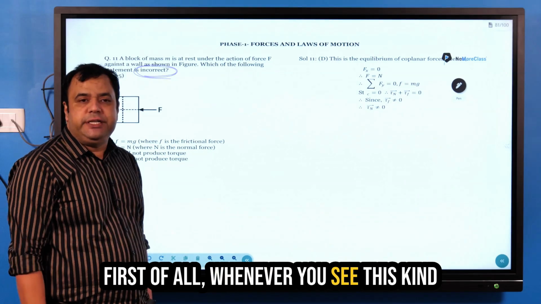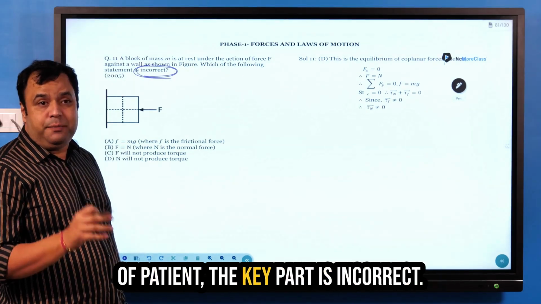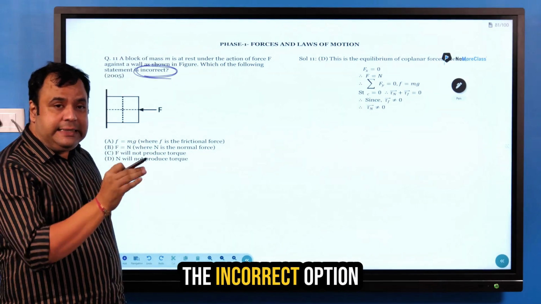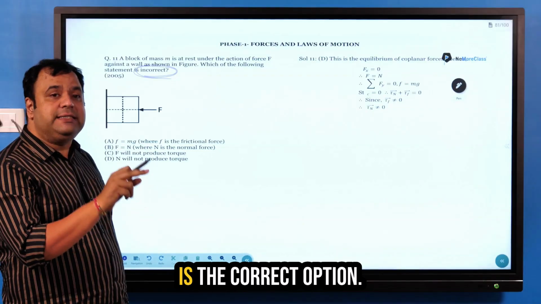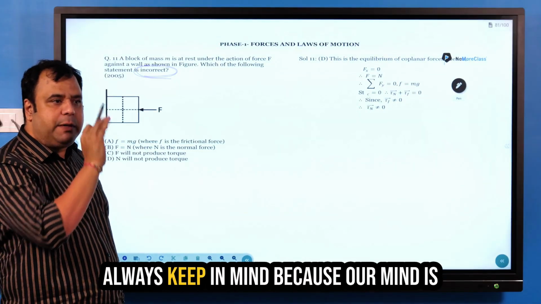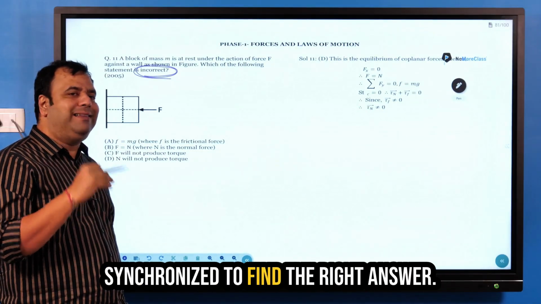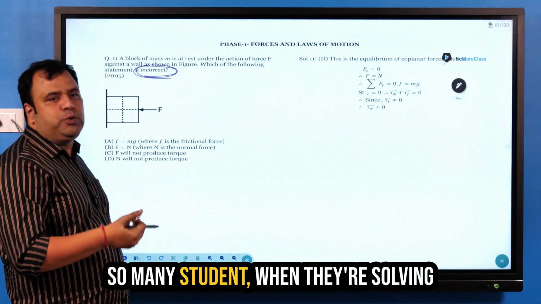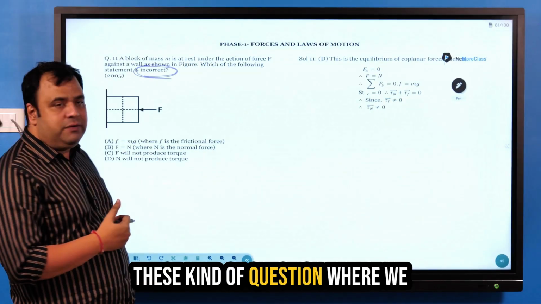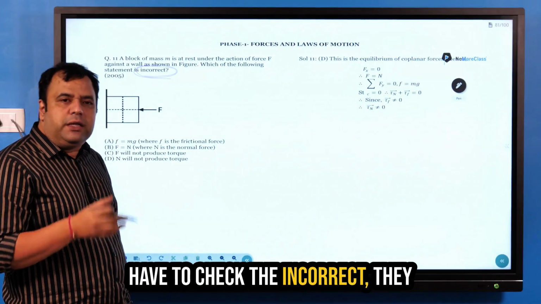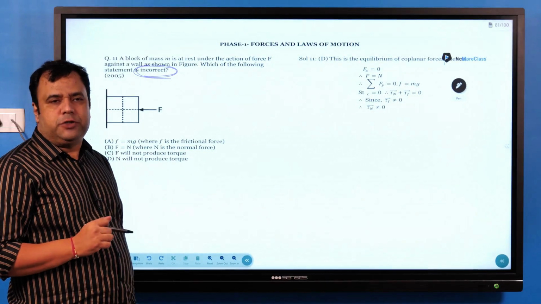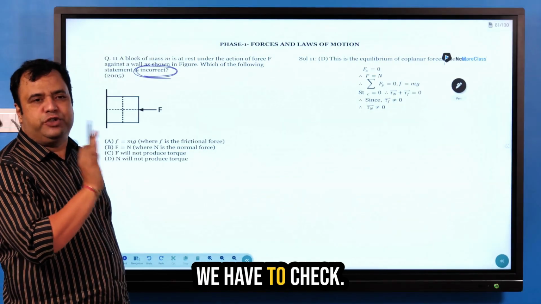First of all, whenever you see this kind of question, the key part is "incorrect". The incorrect option is the correct option. Always keep in mind, because our mind is synchronized to find the right answer. So many students, when they're solving these kind of questions where we have to check the incorrect, they go for correct and they mark them. Always keep in mind, it's the incorrect we have to check in this case.